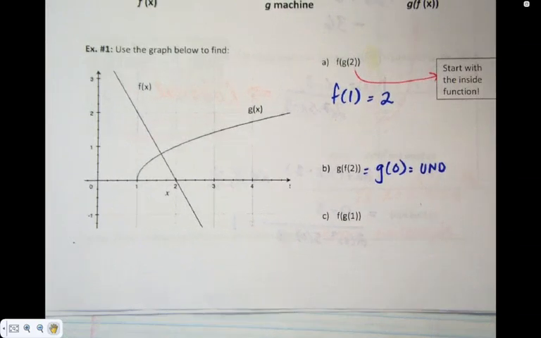So f of g of 1, we start with the inside first. We do g of 1. Go ahead and write down the value of g of 1. Compare with someone sitting around you, a little high five if you both have g of 1.